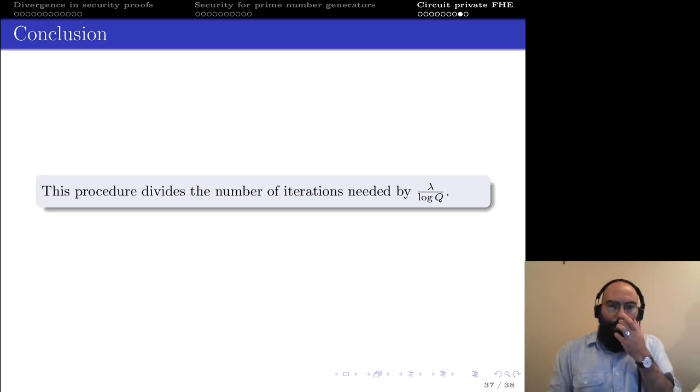So in practice, this procedure divides the number of iterations, the number of calls to the washing machine, by lambda over log q. Since here we're talking about fully homomorphic encryption, lambda is still 256, for example, but log of q can be really low, because fully homomorphic encryption is heavy. So it can be about 32 or 64. So you can divide by 2 or sometimes even by an order of magnitude the number of iterations you have to do. And this is important because remember, the bootstrapping process is really heavy.